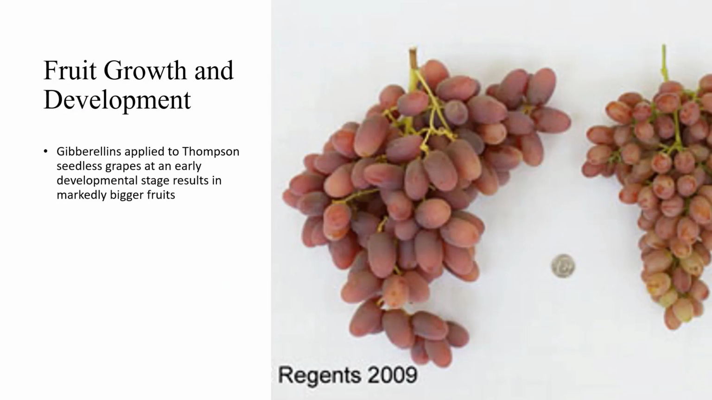Gibberellins are also very, very important in terms of making bigger fruits. And in fact, all of your grapes that you buy have been sprayed with gibberellins, right? All of your grapes that you buy at your store have been sprayed to make them larger, right? And it results, right? Here on the left are those that have been sprayed. Here on the right are those that haven't, right? Much, much bigger.